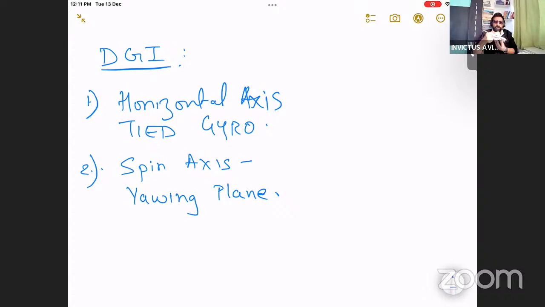So this becomes the yawing plane, nothing else. So it's horizontal. Probably what they're trying to say is it's like this. The spin axis is in the yawing plane. Let's see if we figure that out. But this is what it is. This is also horizontal. This is also horizontal. Got it, everyone?